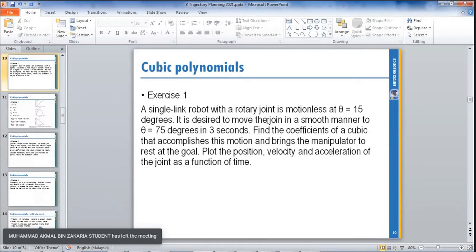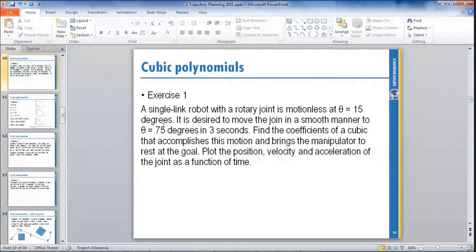It is desired to move the joint in a smooth manner, because we use trajectory. Trajectory is the function to move your robotic arm in a smooth manner. So move to 75 degree. 75 degree is your final position, some call it the goal position, in 3 seconds. That means you start from 15 degree and move to 75 degree in 3 seconds.